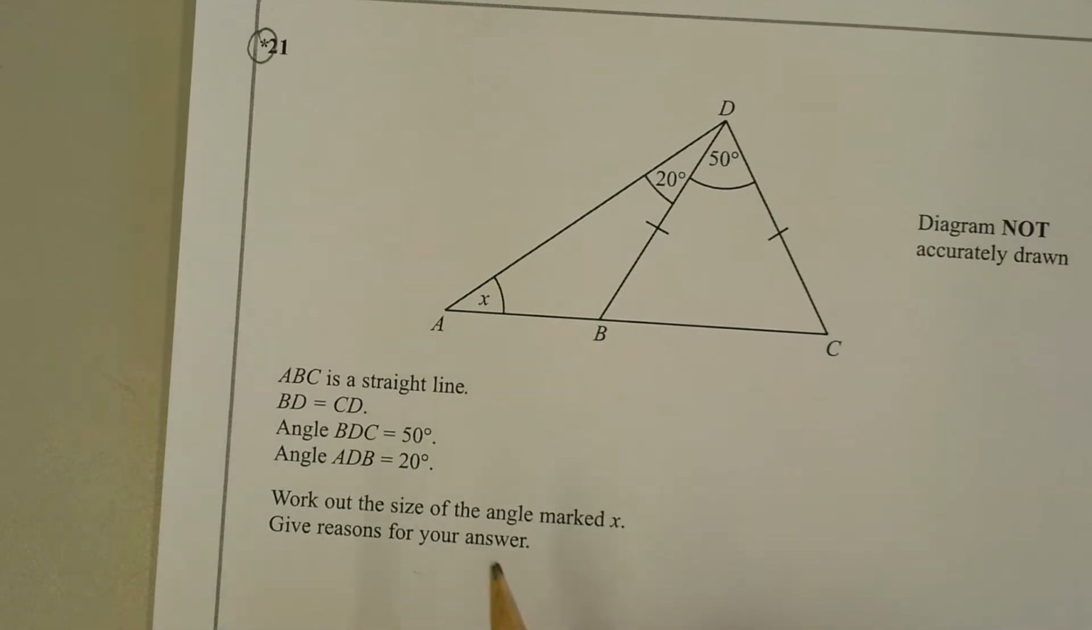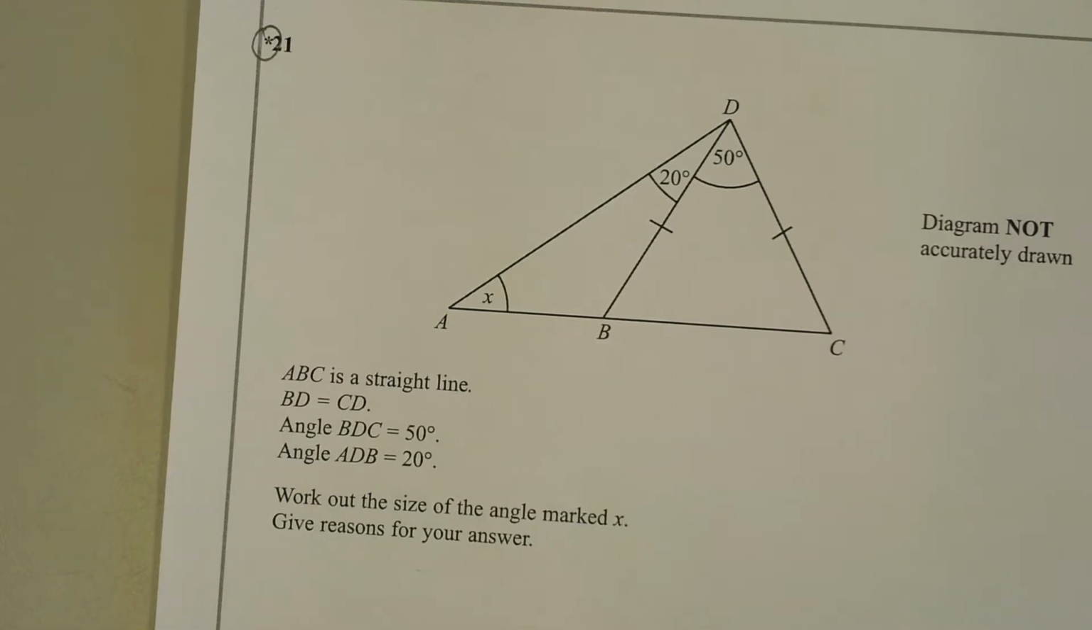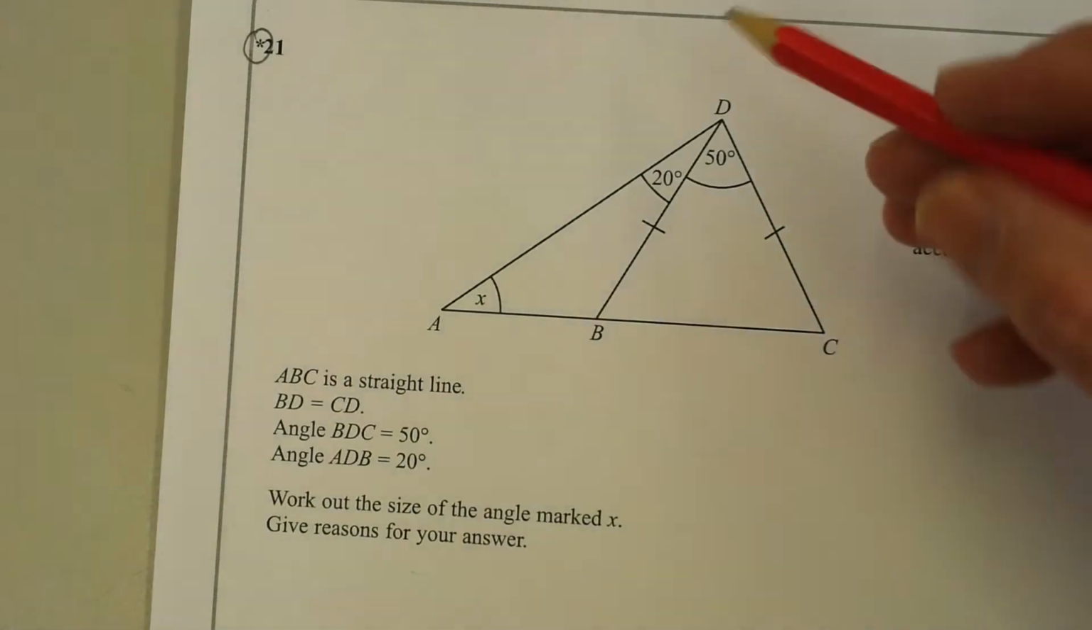So there is 2 marks for the working out, and there's 2 marks for the reasons. So you must write the reasons down. There's a few different reasons we can put down. There's actually 3 here, and you must have 2 out of the 3 reasons. Let's have a look at this one.